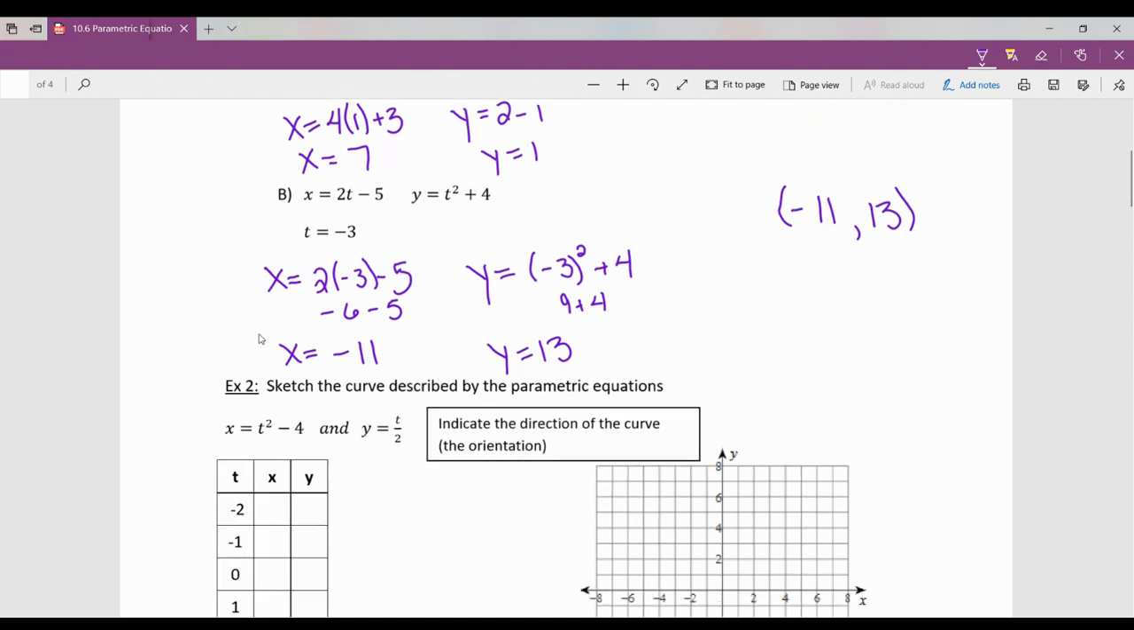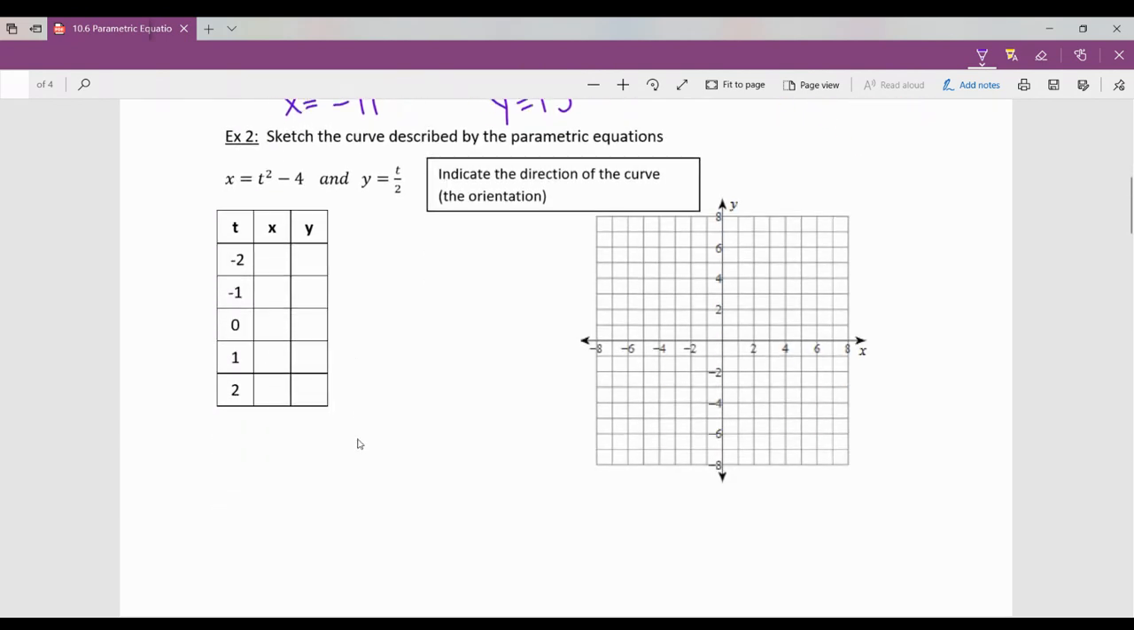All right, on to the next one. We've got sketch the curve described by the parametric equation. Now we're going to do the same exact thing, except this time we have a couple different t values, so we're going to roll through this chart. The only other thing we're going to do, other than plotting the x comma y, is indicate the direction of the curve, which is also known as the orientation. I'll show you when we graph that how we would do that.